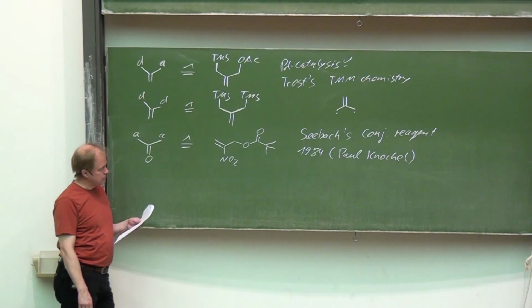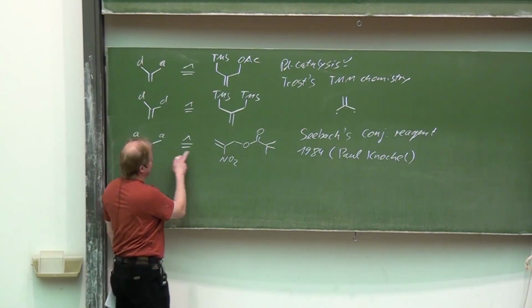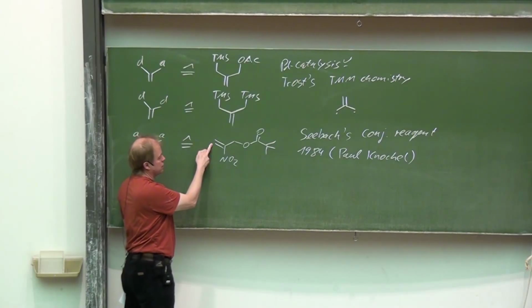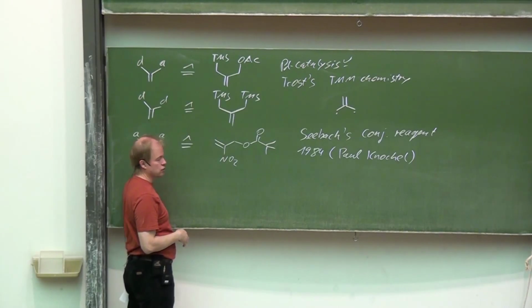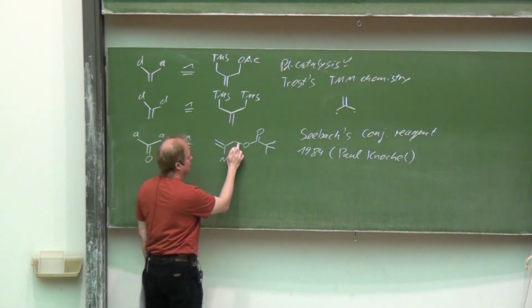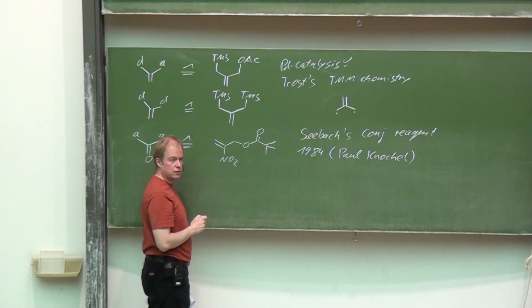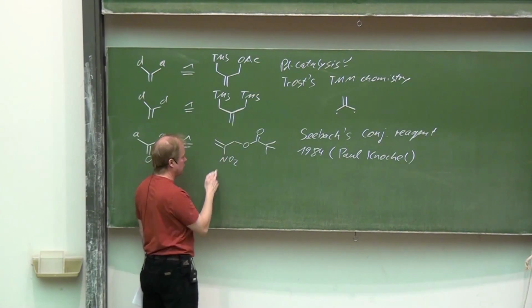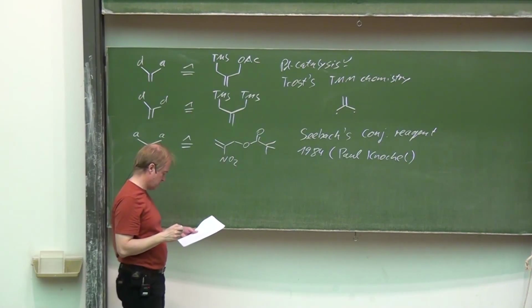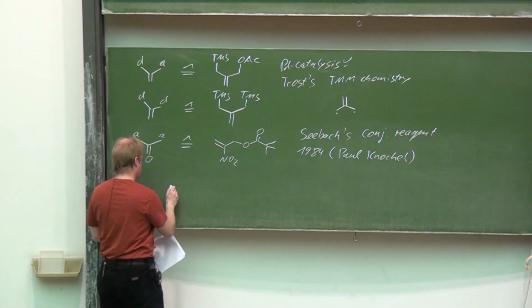So, the acceptor reactivity here is clear because this is an alpha, beta-unsaturated system with a nitro functional group. On the other hand, this is also a leaving group. But why could we see that as an equivalent for a carbonyl group? Well, very simple.